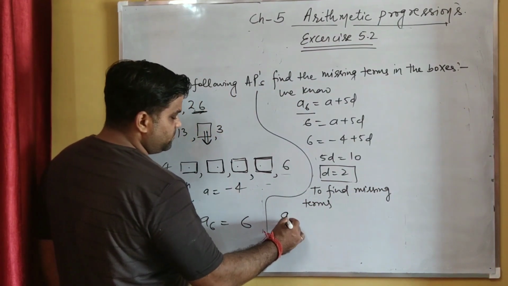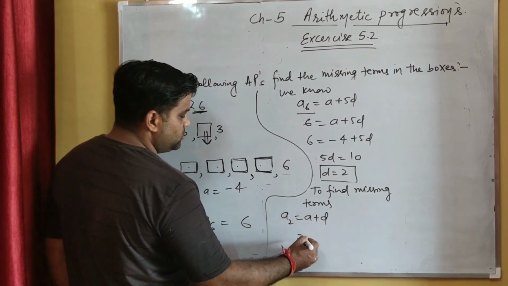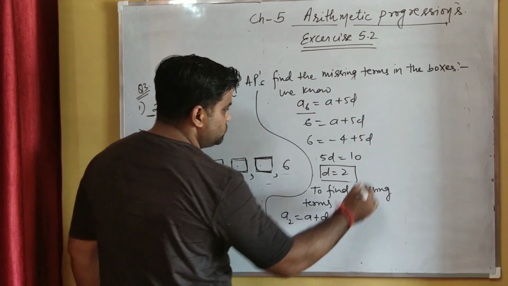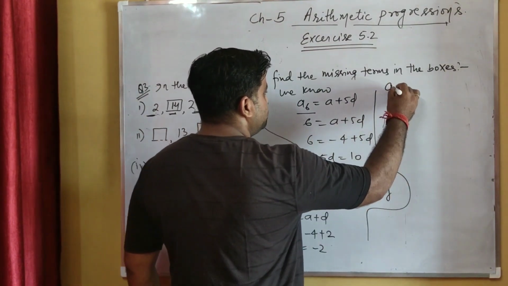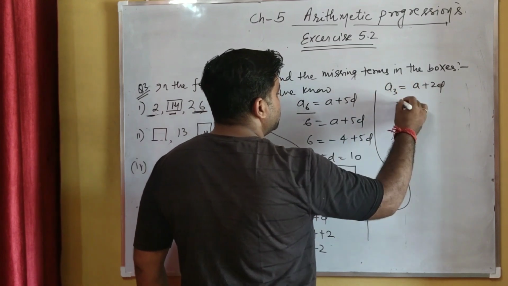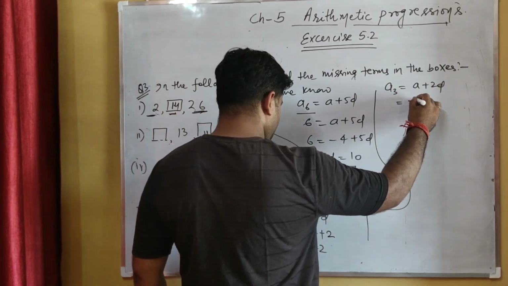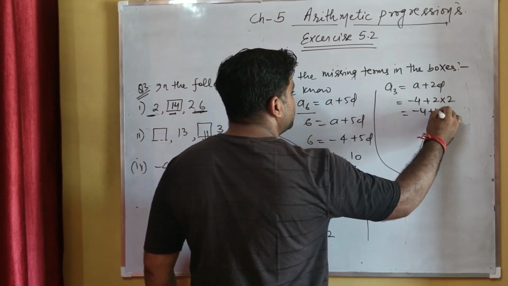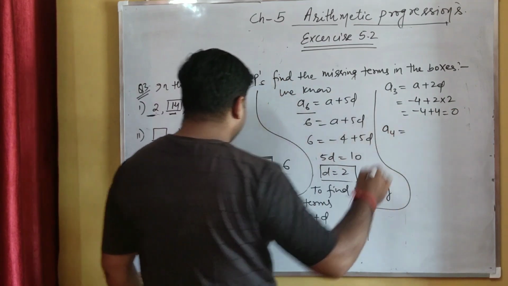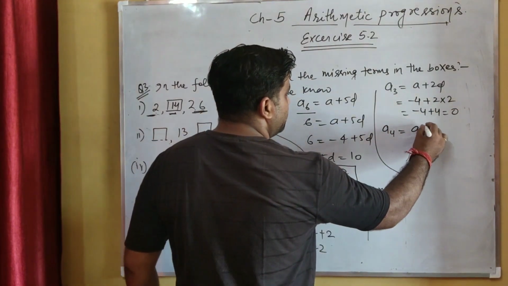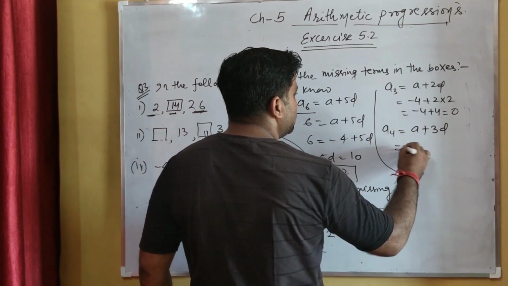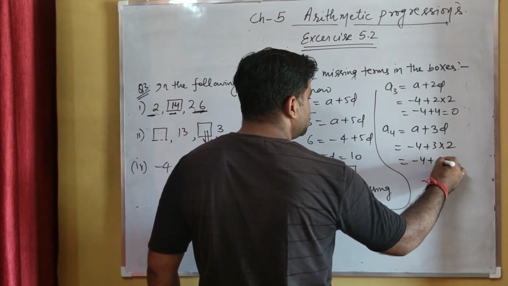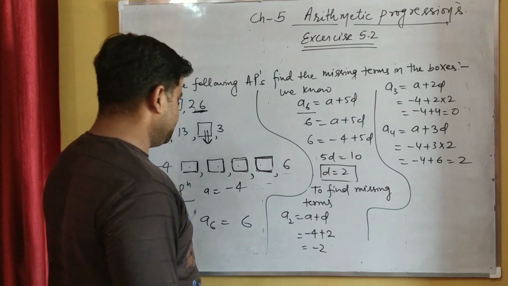So let us come to the second term, which is equal to a plus d. So the value of d is equal to 2. It is minus 2. Let us come to the third term, which is equal to a plus 2d, equal to minus 4 plus 2 multiply 2, it is minus 4 plus 4, which is equal to 0. Now let us come to the fourth term, which is equal to a plus 3d, it is minus 4 plus 3 multiply 2, minus 4 plus 6, which is equal to 2.